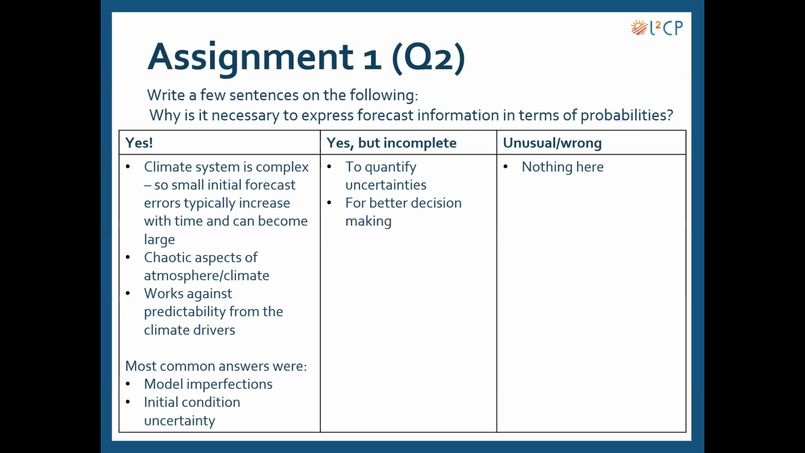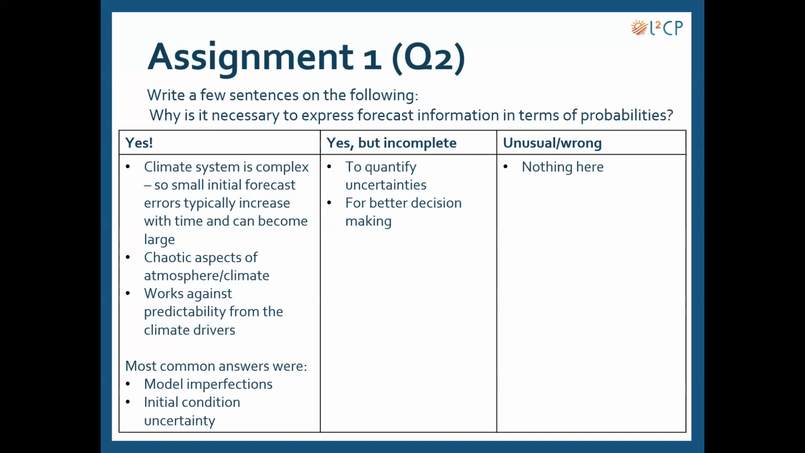Others expressed it with the chaos aspects of the atmosphere and climate. And this, of course, works against the predictability that we have just reviewed, that is the main source of predictability. And those are the kinds of things I was looking at. Actually, the most common answers weren't that, although some did mention it. Many were focused more on the model imperfections and the initial condition uncertainty. And that is all part and parcel of it. But on this occasion, it's more the complexity of the system.